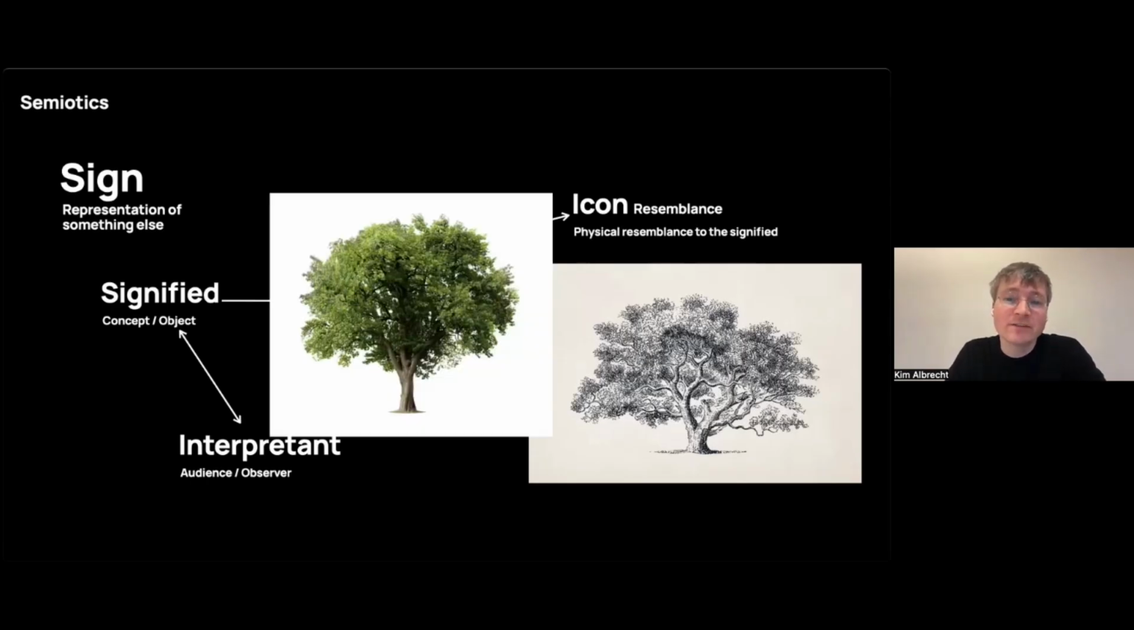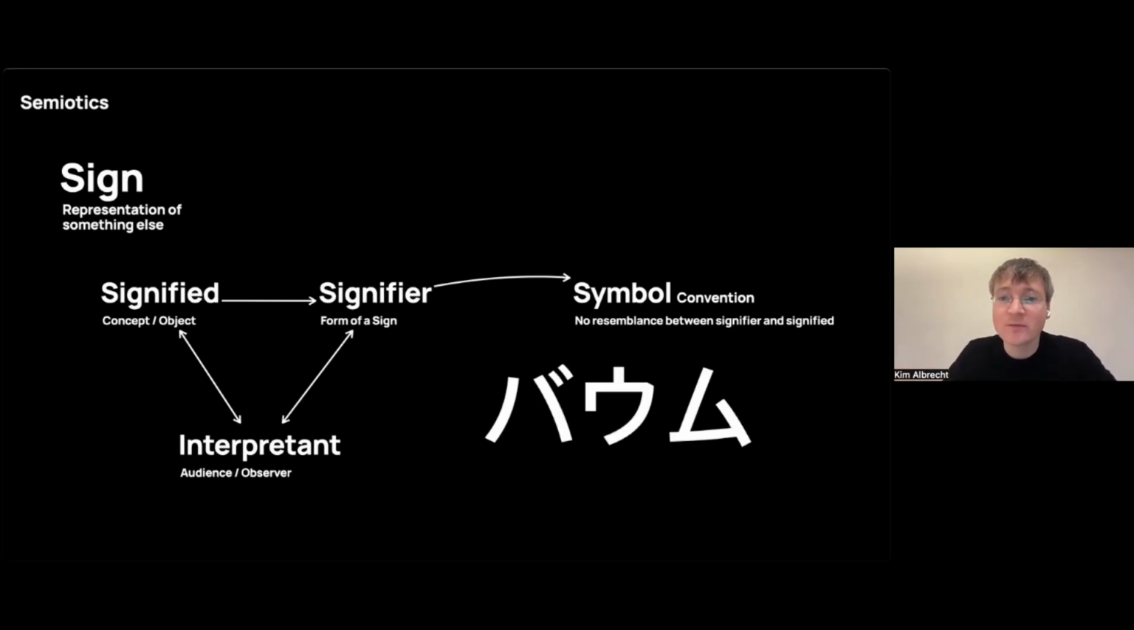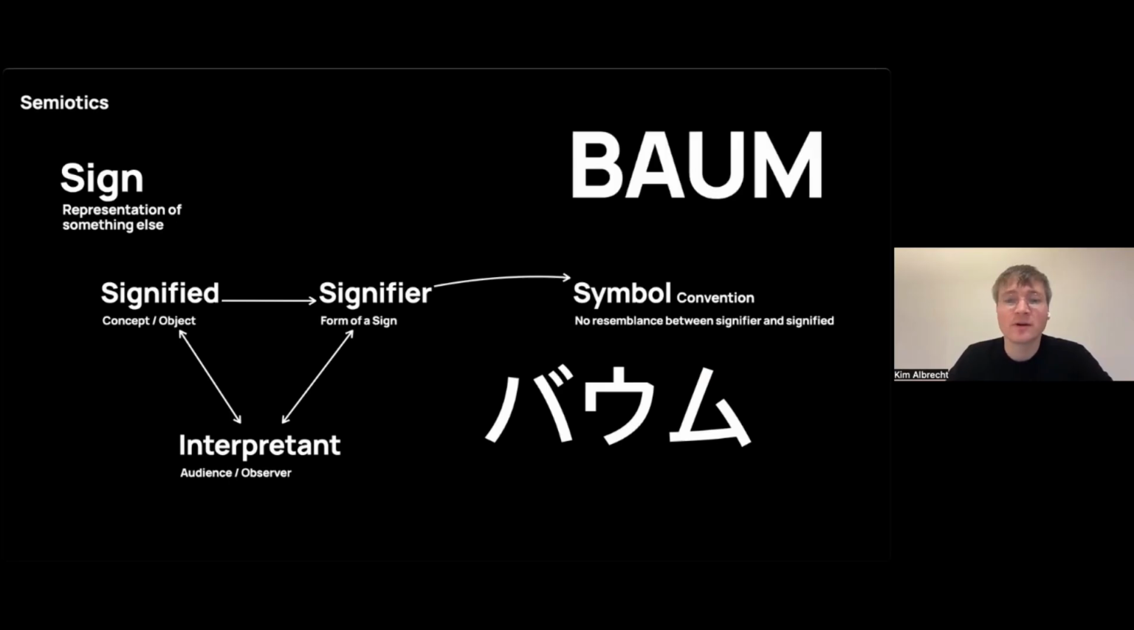Then we have the symbol, and the symbol is something that is completely abstracted. So the symbol has no resemblance with the signifier. So there's no connection between those two. They must be culturally learned. So numbers or alphabets are a good example. If you don't know the meaning of the signs, you can't interpret them by just looking at them. So they are always culturally learned. So if I place the German term here, you most probably understand its meaning.